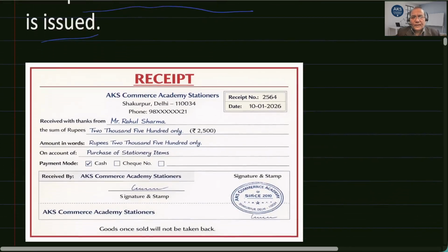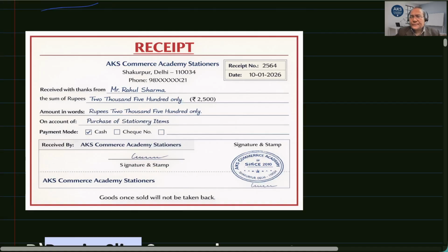Now let us see what details are there in the receipt. Received with thanks from Rahul Sharma, the sum of rupees this much, amount in words as well. It's a normal practice of entering the amount in words. Purchase of what items that we have purchased, whether it is cash. If it is cash, then fine. If it is check, then write the details of the check number, and then accordingly it is signed and given to the person who is making the payment, or the buyer who has bought on credit and is now making the payment. I hope this is clear.